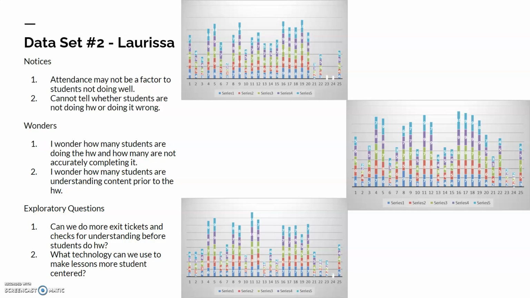And then finally, her exploratory questions. Can we do more exit tickets and checks for understanding before the students do homework? And then what technology can we use to make lessons more student-centered?